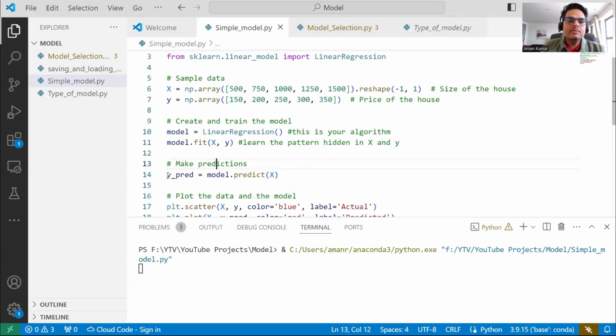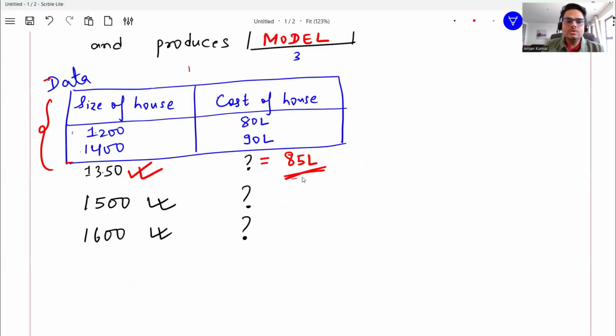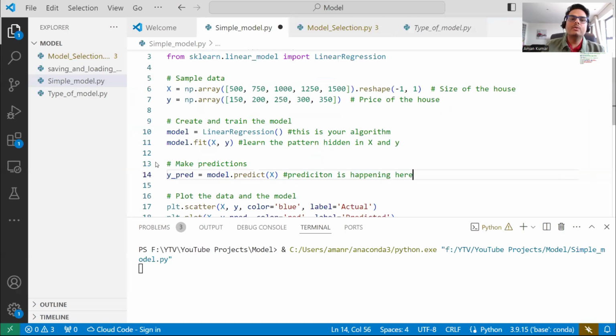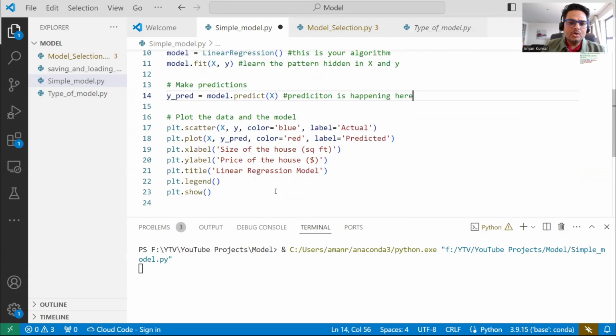So at line number 14, prediction is happening. If you go to your notes, the model is saying 85 lakhs or 90 lakhs or 100, whatever; these predictions are happening in line number 14. Then it is just the plot, so don't bother much about the plotting part. Plotting is just about seeing that in the chart.